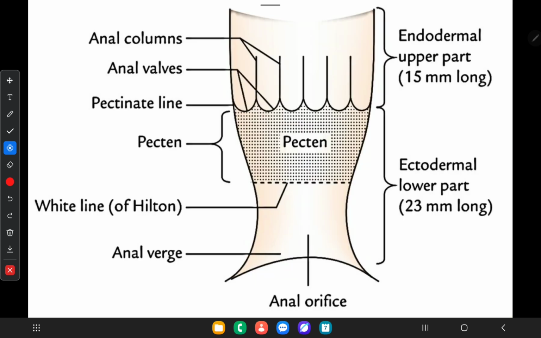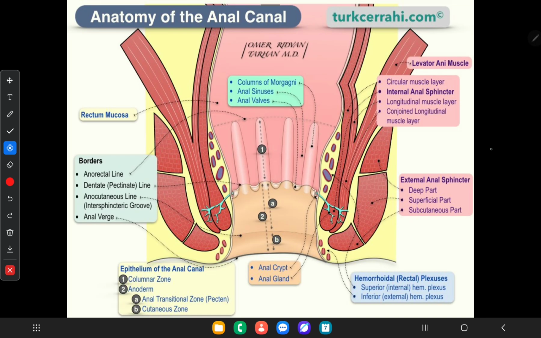In this diagram, you can see the white line of Hilton, which denotes the lower limit of the pecten area. This is called the white line of Hilton because this area is a bit whitish compared to the bluish color of the pecten. This line corresponds to the intersphincteric groove in the wall of the anal canal as well. In this diagram, you can see the intersphincteric groove. So, this area is also called the white line of Hilton.